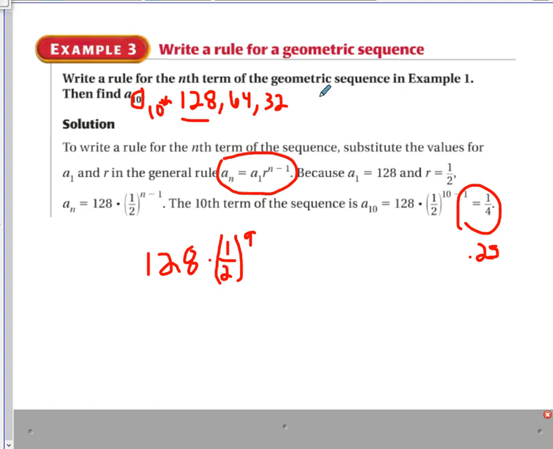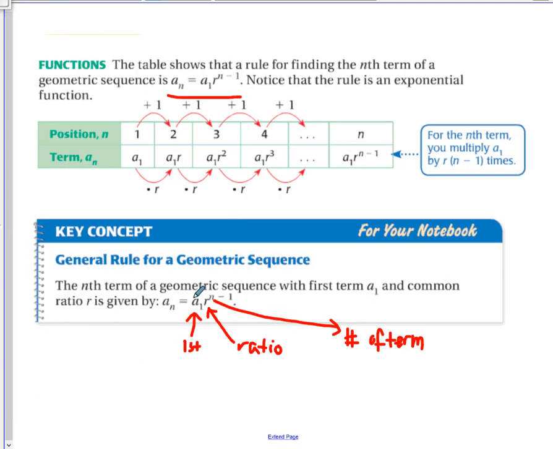This formula is awesome because it prevents you from having to write out the entire sequence, like 10 numbers in this case. Sometimes it'll ask you for the 26th one, and you really don't want to write out 26 terms. So this formula is your best friend. Remember, a_1 is your first term, r is your ratio, however much you're multiplying by, and n is the number of the term that you're trying to find. All right, that's all I have for you. Let me know if you have any questions.